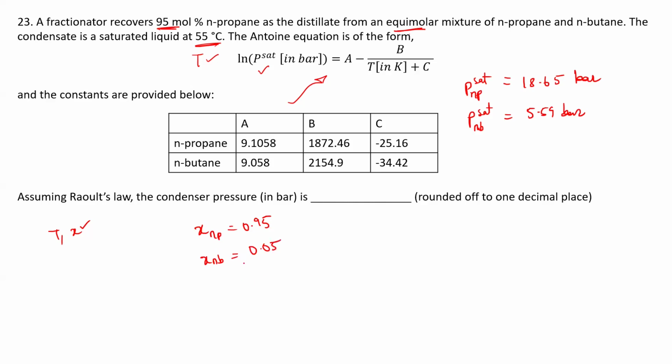And hence, here you have to use Kelvin, okay? 55 degrees is 328.15 Kelvin. Right. So X is known, T is known. So this is a simple problem as you know. So P you will find out as XA PA sat plus XB PB sat.